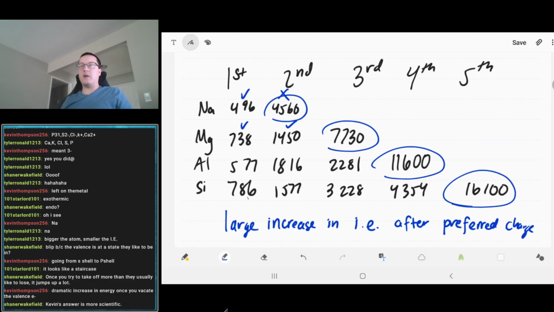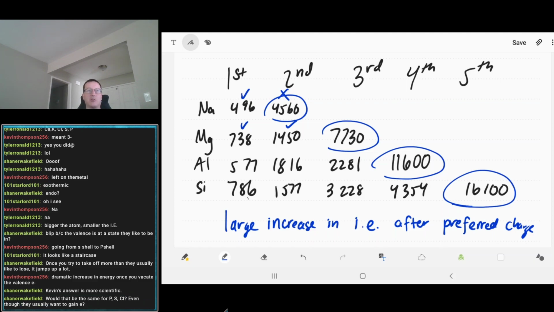And so you're going to see a homework problem next week where I'm going to give you a bunch of data like this, and I'm going to ask you, here's this mystery element. Tell me what charge it prefers. Yes, Shane. I do have the numbers for that, but they get more complicated. So we're going to see that.